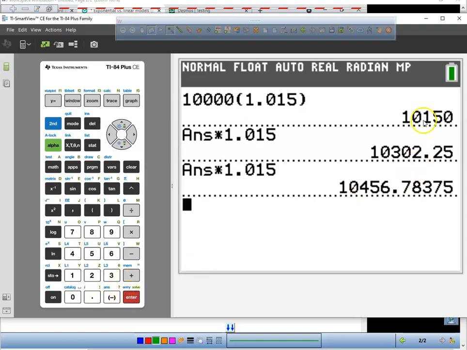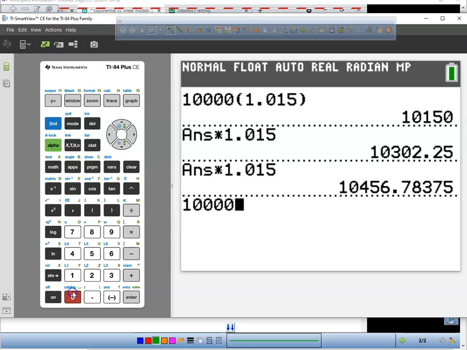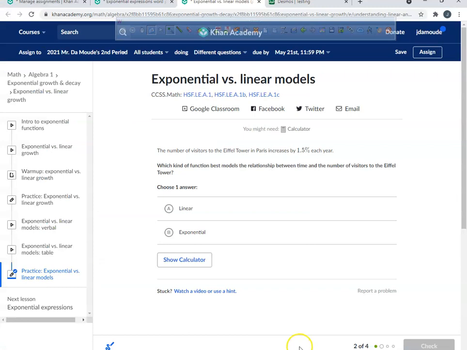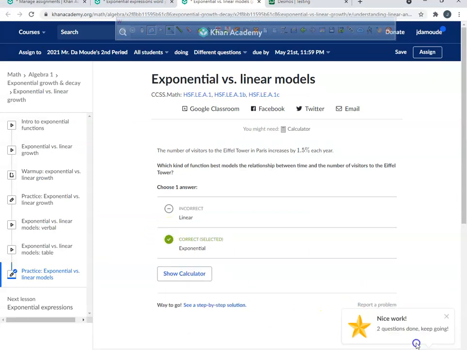And then the next year they'd have, you'll notice these are not going up at the same rate every single time. So if you wanted to figure out what would be the amount of visitors after say 20 years, you could put 1.015 and just raise that to the power of 20, and in 20 years, boom, it's up to 13,460. Obviously, there's going to be more visitors to the Eiffel Tower than that. I was just using that as an example. All this being said, it's not going up in a linear fashion. It's going up in an exponential way.